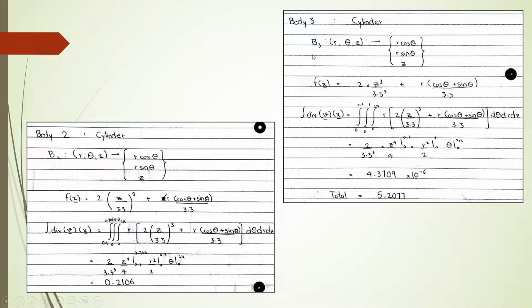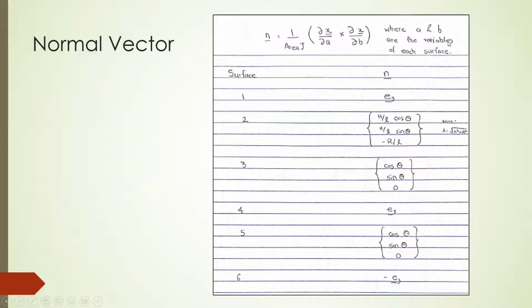And similarly, we did for our third body, which has the same parameters because they are both cylinders, and we calculated the divergence, and then we can finally calculate the total divergence enclosed in the volume. So these are my normal vectors used for each and every surface.